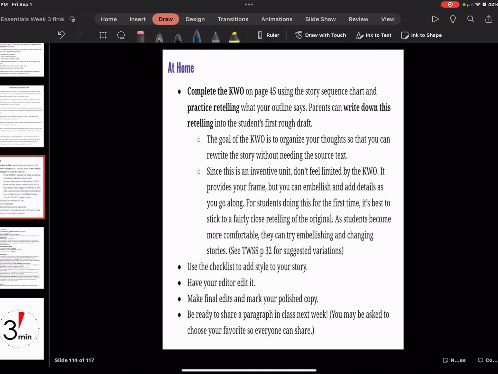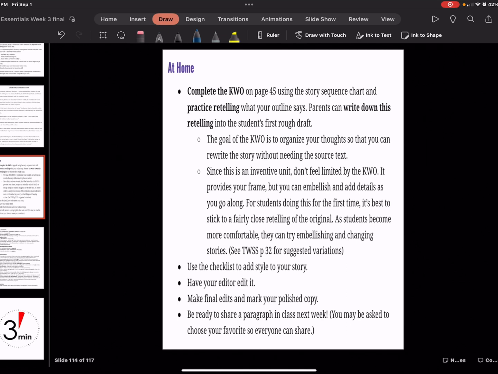For students doing this for the first time, it's best to stick to a fairly close retelling of the original. As students become more comfortable, they can try embellishing and changing stories. See TWSS page 32 for suggested variations. But don't get bogged down, don't get overloaded, don't get stressed out.